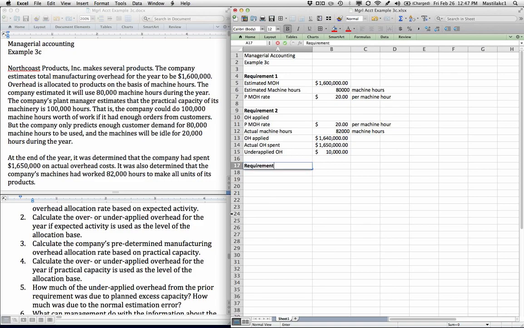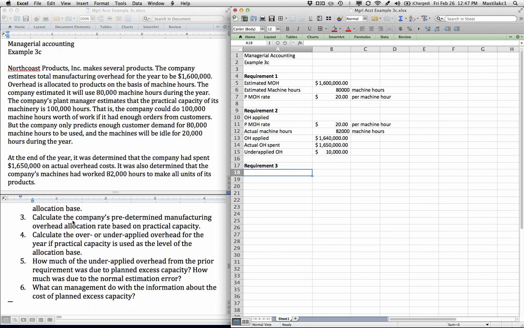So let's look at what happens if we do consider the fact that we have 100,000 hours available to us. Requirement 3 says calculate the company's predetermined overhead rate based on practical capacity. We're still going to take the $1.6 million of overhead cost, except now we're going to divide that by the practical capacity, the number of machine hours that we are able to work, which would be the 100,000. And our predetermined manufacturing overhead rate based on capacity is $16 per machine hour. It's quite a bit lower because we have quite a bit of planned spare capacity.